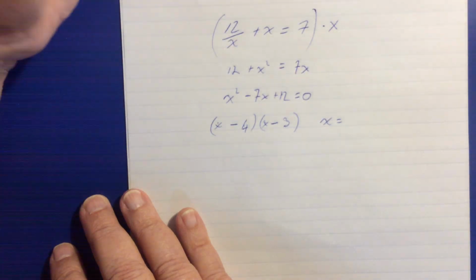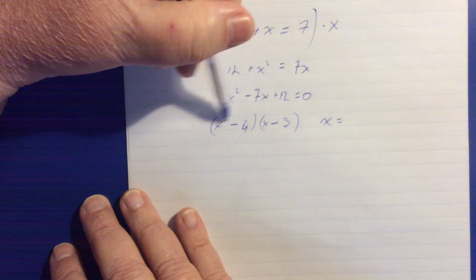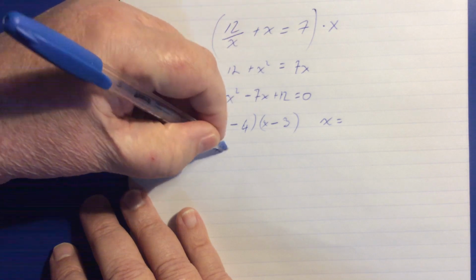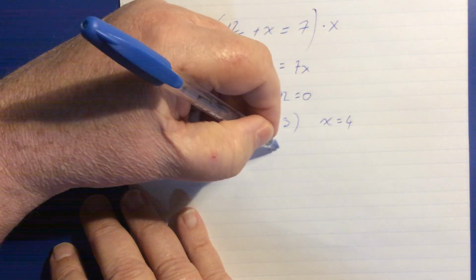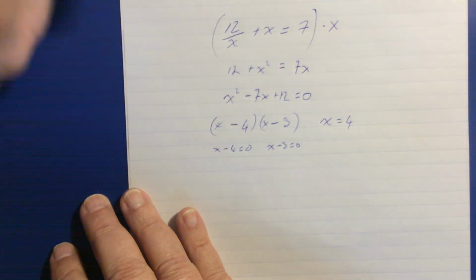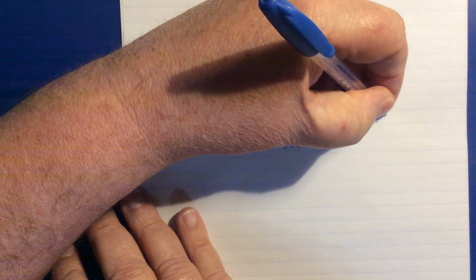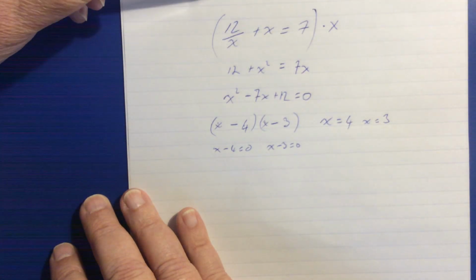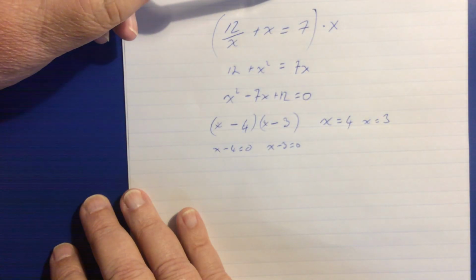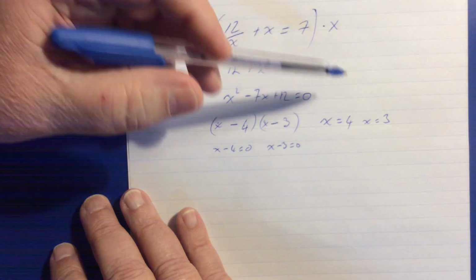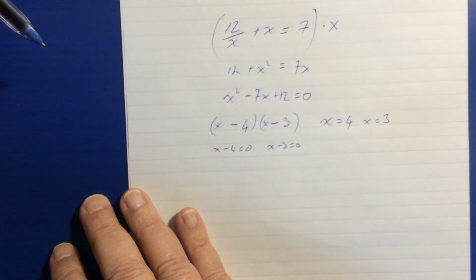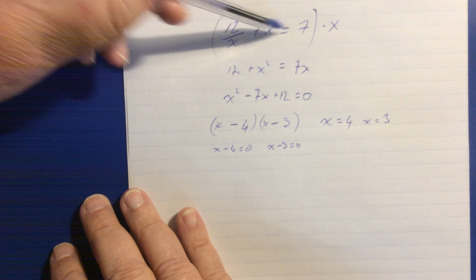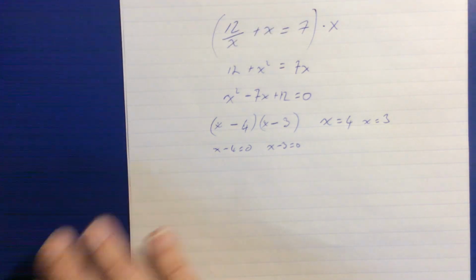Well, null factor law. I make this equal 0, so x minus 4 equals 0, so x will equal 4. And I make this equal 0, x minus 3 equals 0, so x will equal 3. So the answer to what does x equal is, it equals two things, 4 or 3. And that is how you deal with something that starts out looking like that.